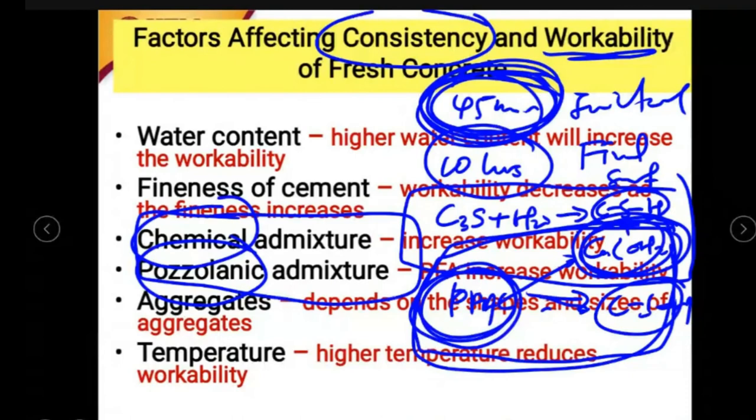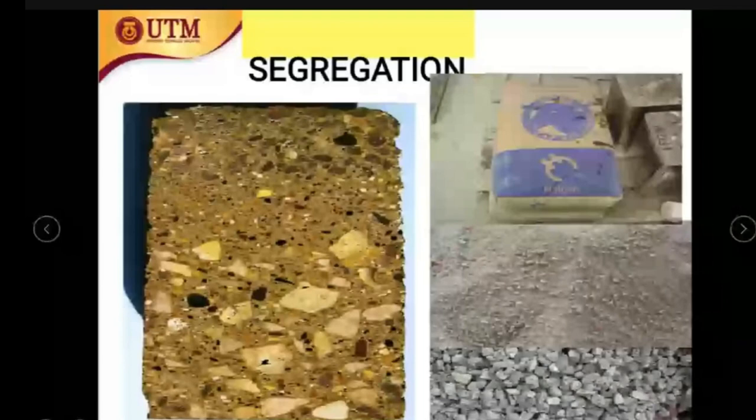But SP does not enter this pozzolanic reaction. When we add SP into our concrete, it will not create C-S-H gel. It will only render your cement hydrophobic, so that the water cannot stick to our cement, and your concrete will be more workable. So that is a type of chemical admixture. So far, can you understand?